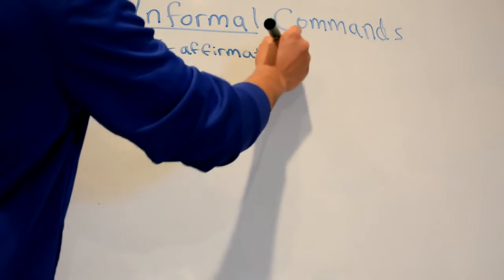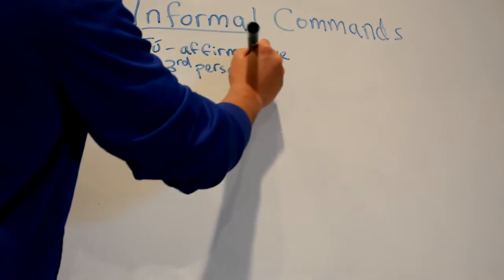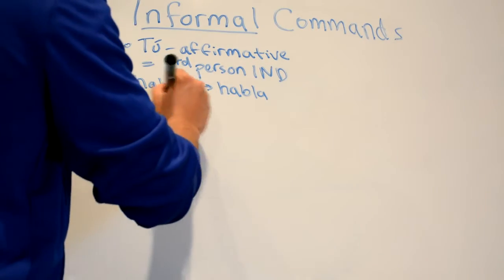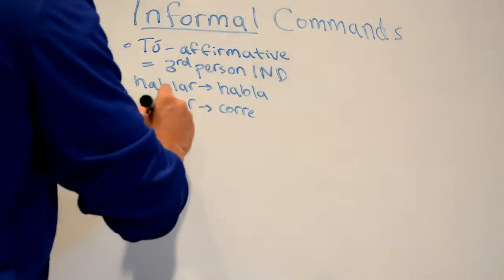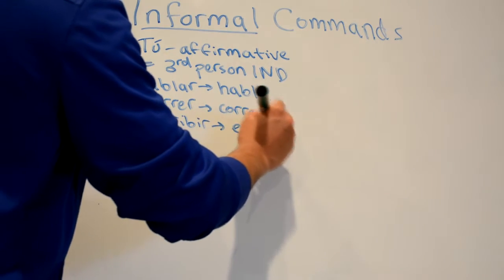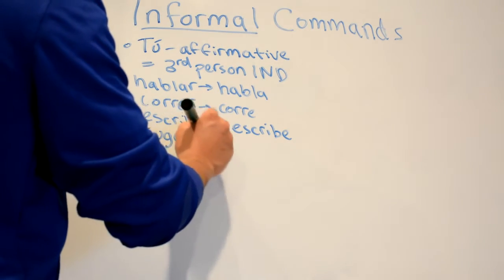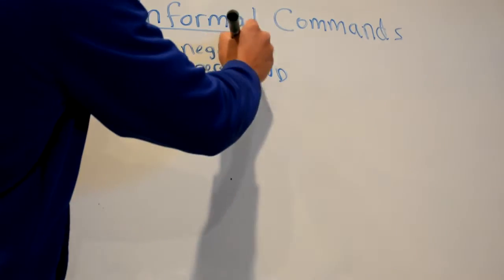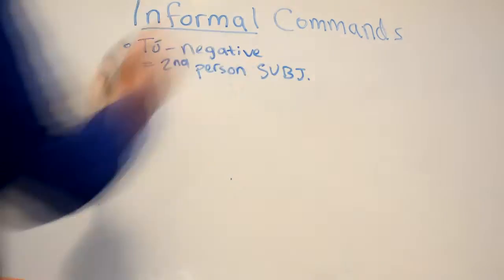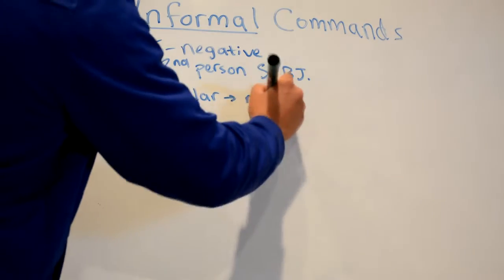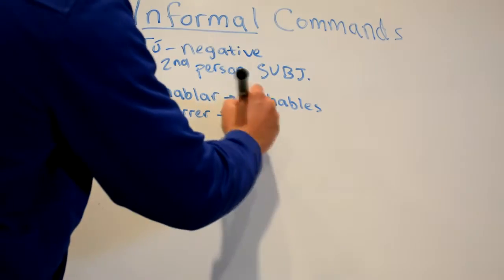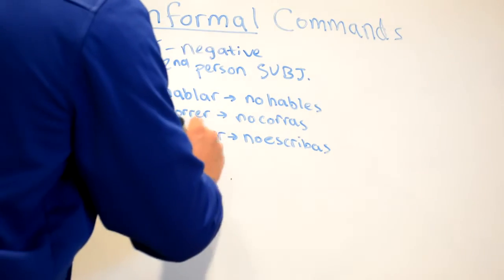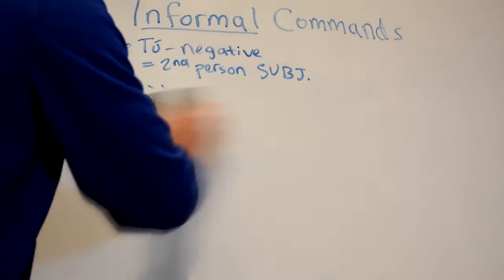First is the affirmative. It's formed the same way as the third person indicative, él, ella, usted form. Adhere to any irregular rules used for these forms. Hablar becomes habla, correr becomes corre, escribir becomes escribe, jugar becomes juega. Now for the negative form, it's formed the same way as the second person subjunctive, tú form, and adhere to any irregular rules used for this form. Hablar, no hables. Correr, no corras. Escribir, no escribas. Jugar, no juegues.